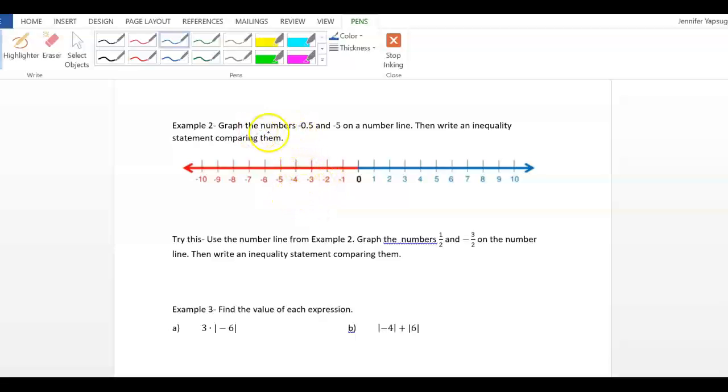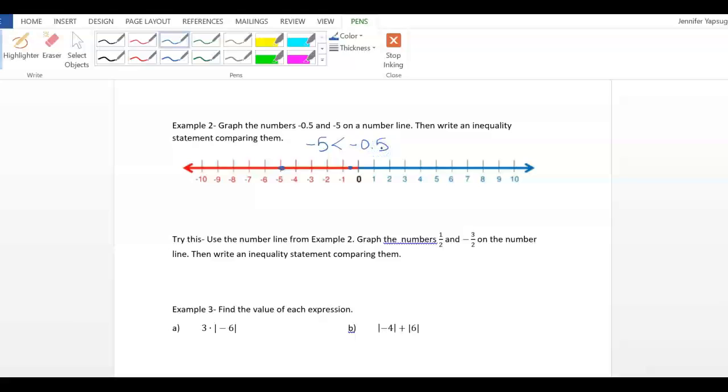So first of all, I want to graph the numbers -0.5. So that's going to be about right here. I'm just going to put a dot there. And then -5 on my number line is going to be right there. So now, if I look at a number line, I know that the numbers in red here that are negative, those are smaller. And then my numbers in blue, as you move to the right, they increase. So if I'm going to write an inequality, I'm going to say that -5 is less than -0.5.